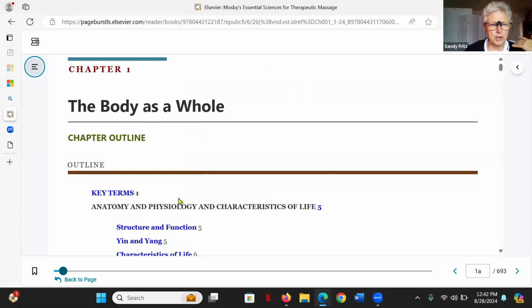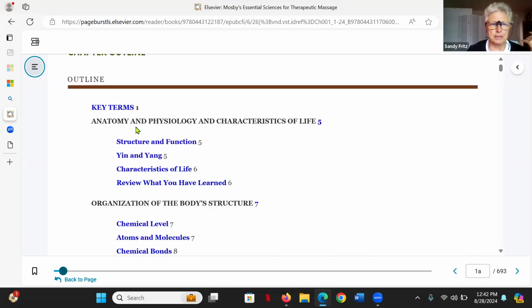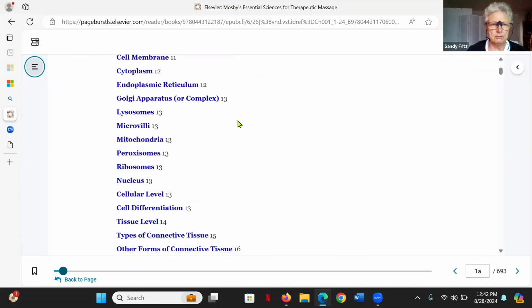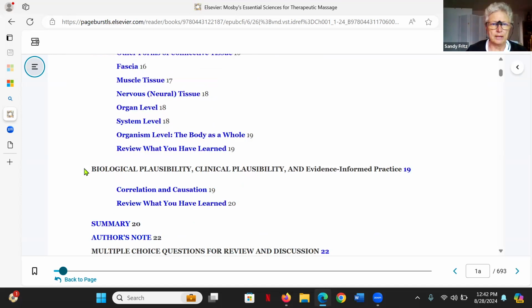So here we go. The first part of this is going to be anatomy and physiology, characteristics of life, organization of the structure. Remember, these are little segments within the chapter. And then what is biological plausibility, clinical plausibility, and evidence-informed practice.